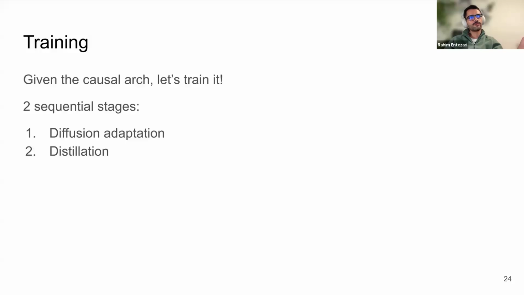So there are two steps. You can now apply this causal, load these pre-trained checkpoints, then do the surgery, make this causal attention, and then fine-tune, which is called diffusion adaptation. And then there is another step, distillation, which I'm going to give you more details on in a few seconds.